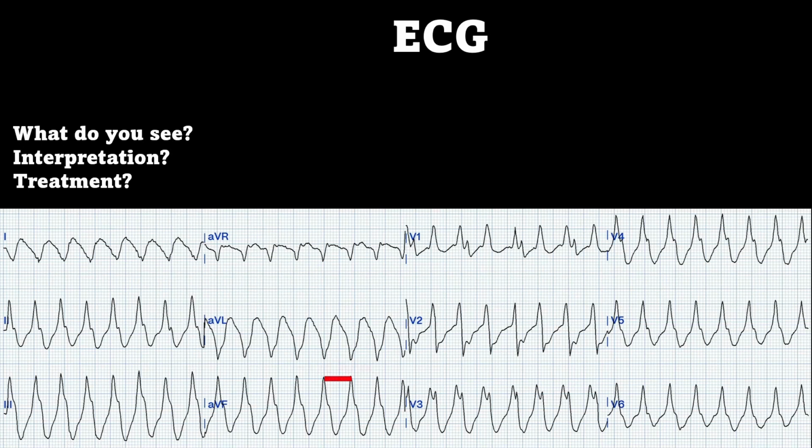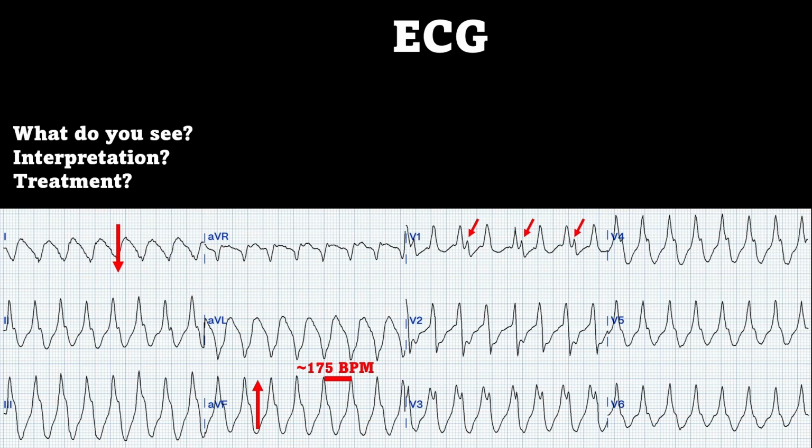So we see a wide, complex tachycardia around 175 beats per minute. This is going to be consistent with ventricular tachycardia, or VT. VTach is a life-threatening rhythm that requires immediate intervention, especially in unstable patients like this one.